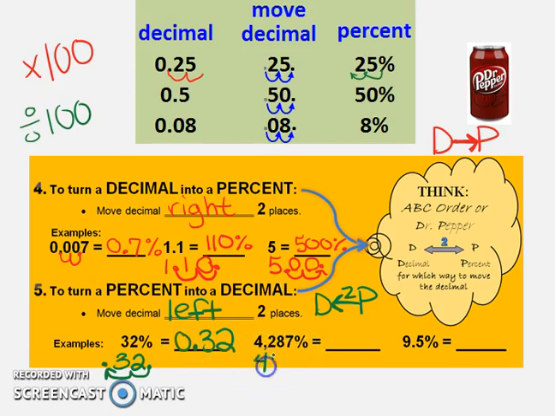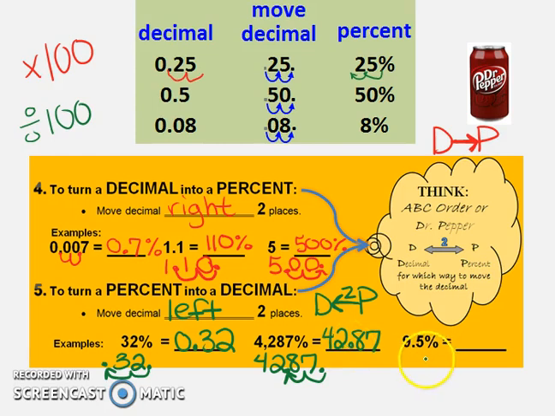4,287%. I also don't see a decimal here, so where is the invisible decimal? At the back. Now how many times do I move it left? Twice. 1, 2. Now the decimal point is between the 2 and the 8. So I've got 42.87. Remember, it's no longer a percent. We made it into a decimal number, so we don't need the percent after the 7.